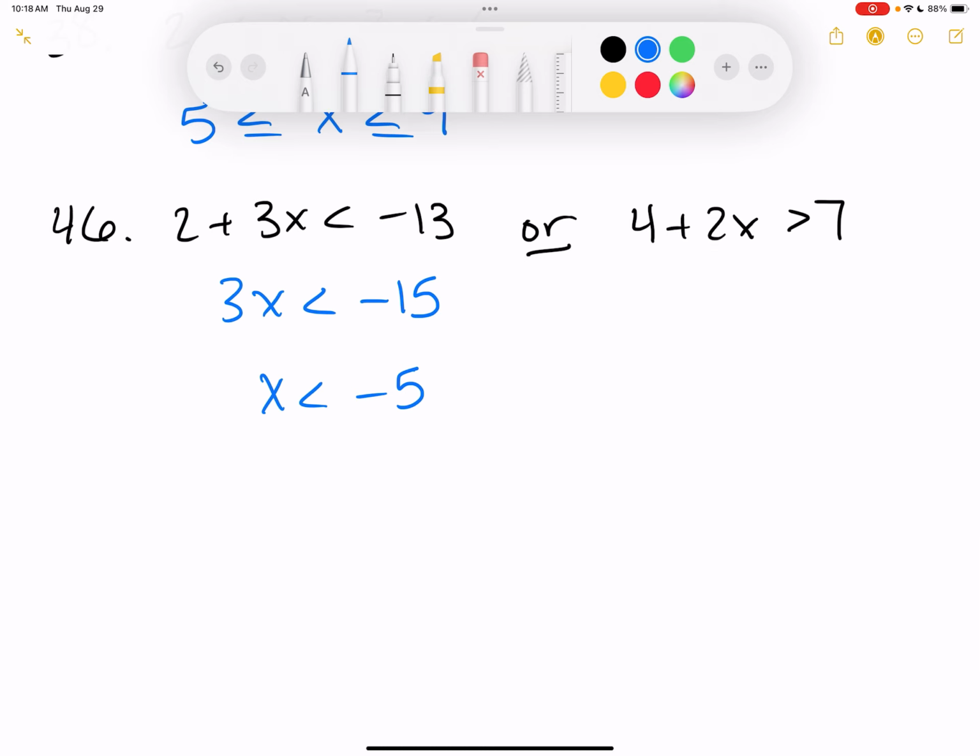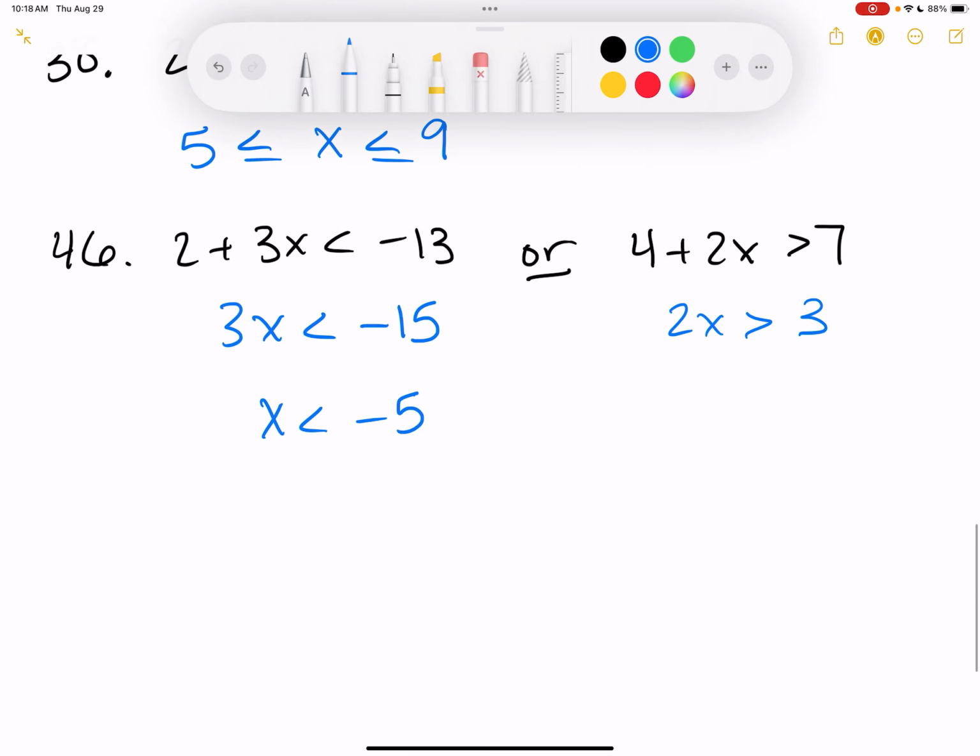I hid them. Alright, what about this side? Subtract 4. 2x is greater than 3. Divide by 2. x is greater than 3 halves.